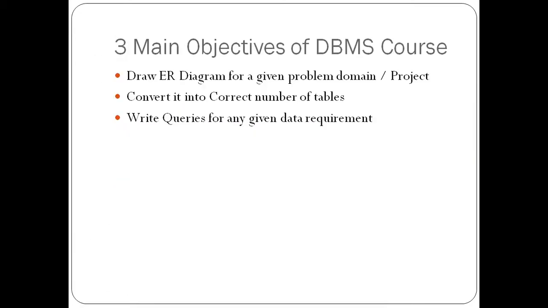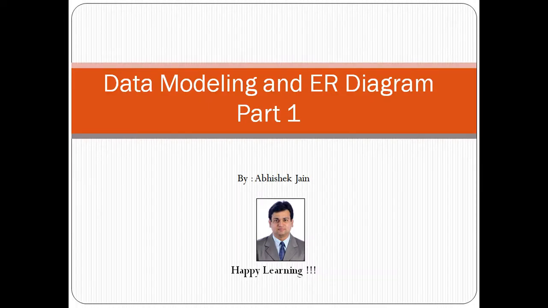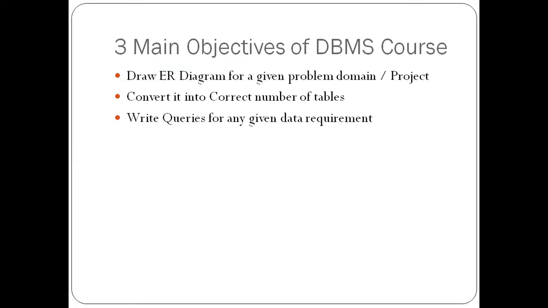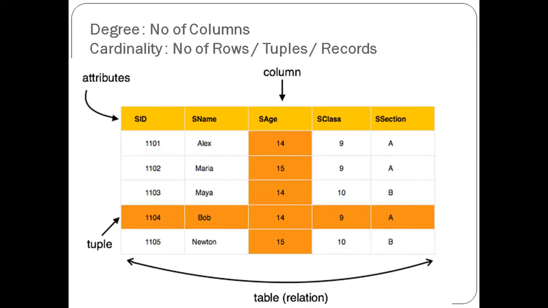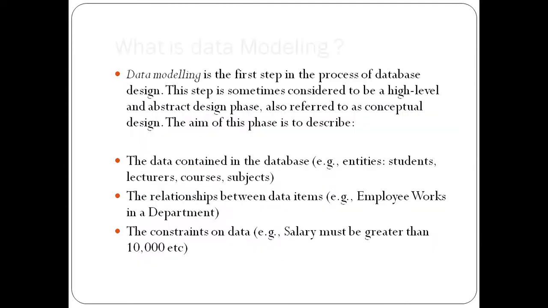So now we have come to a concept called data modeling. So why data modeling? The purpose of data modeling is the same which I have told you. You have to decide the number of tables required for a project. So from where to start? How to start? There can be many different definitions across the internet. So data modeling is the first step in the process of database design. It helps in designing the conceptual structure of a database.